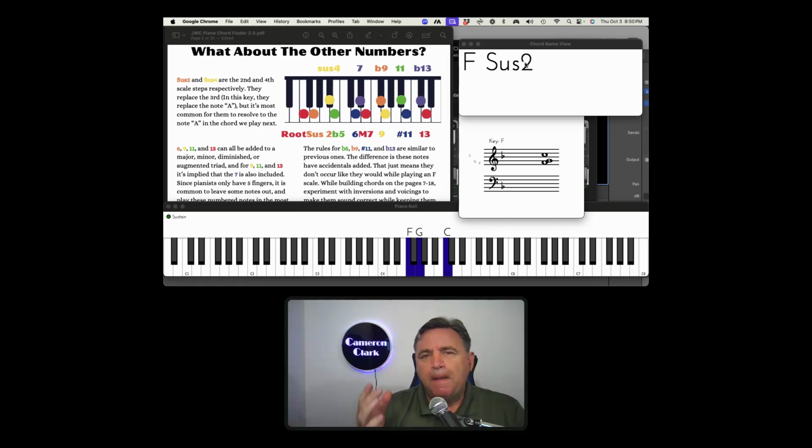which is what I just told you. It's most common for a suspension to resolve when we get to the next chord in the song. So we'd have this one, and then the G would go away, and we'd switch it to an A. And then now we have an F chord, suspended, back to the F chord. So it replaces the third, like 1, 2, 3. It replaces this note when we're doing a suspension.